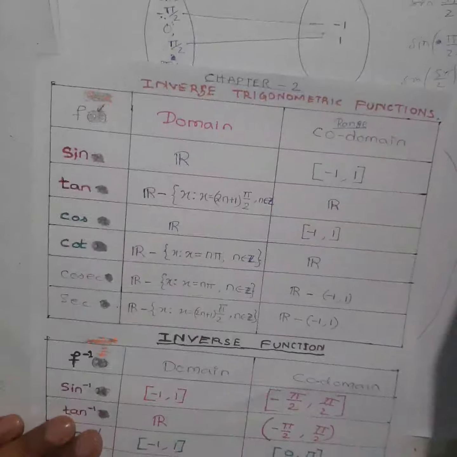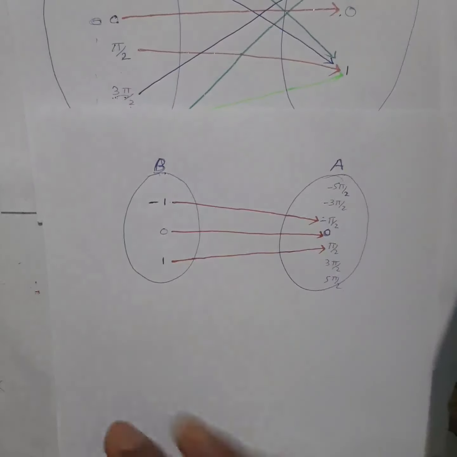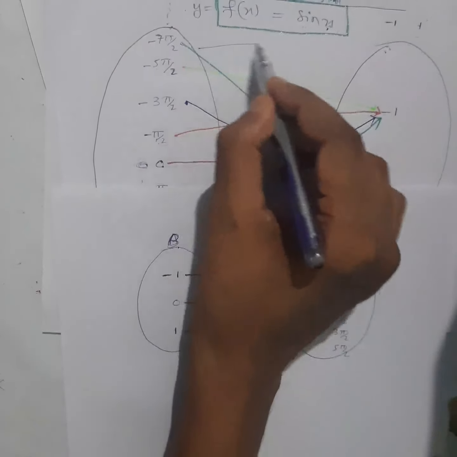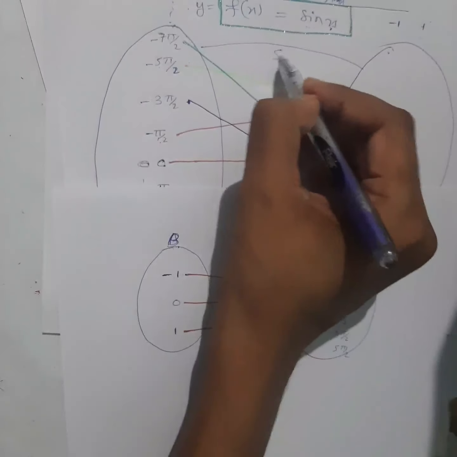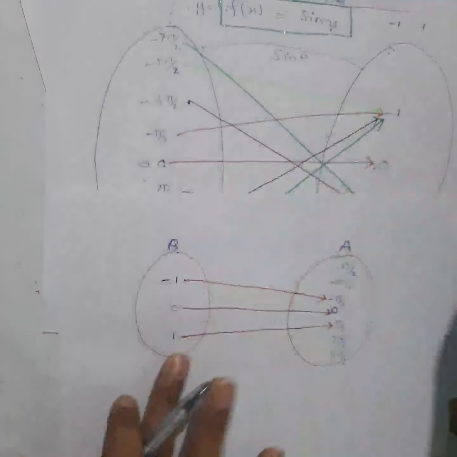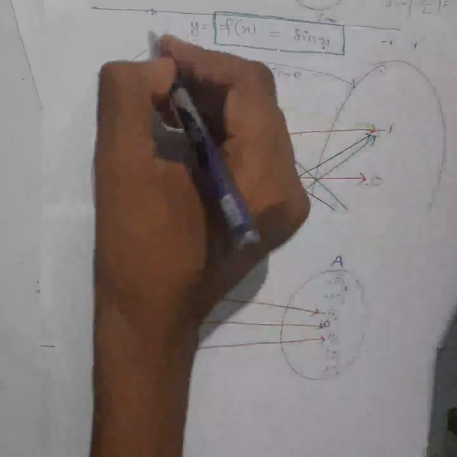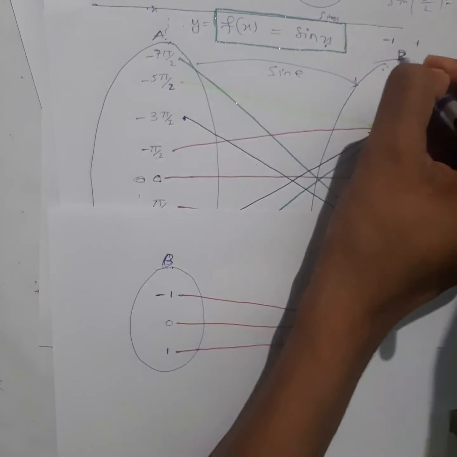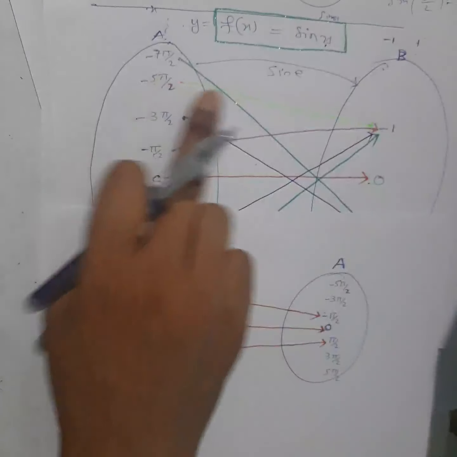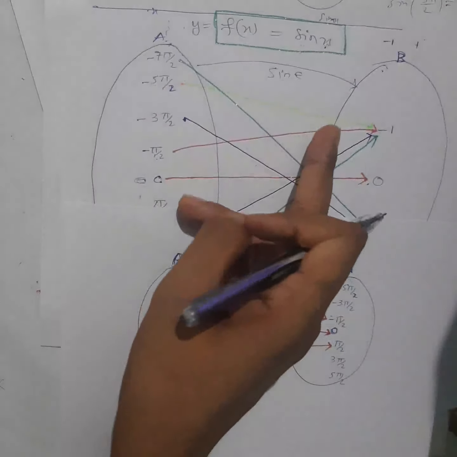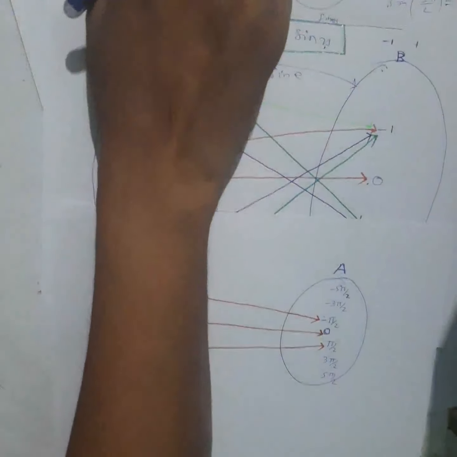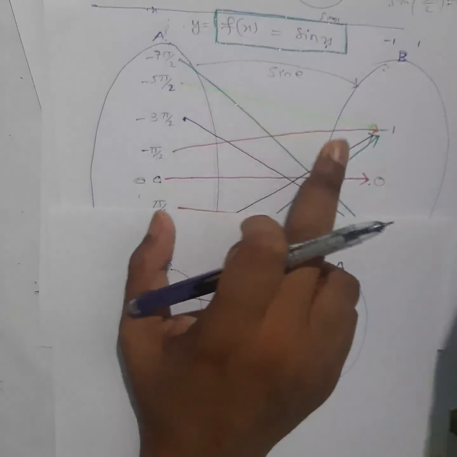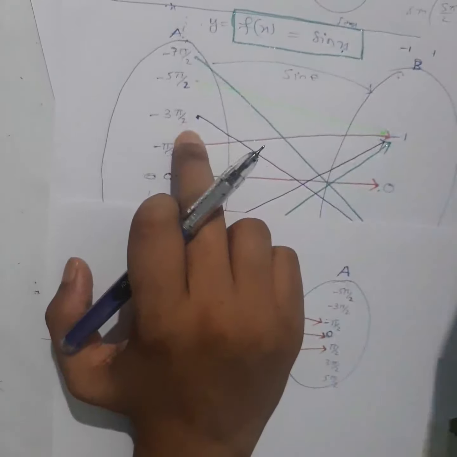Okay, so now the important thing is, when I take inverse of this one, what will happen? So see here, when I have to define inverse, this is your sine function, right? Suppose this is set A, this is set B. When this is function, I have already shown you. Now I want to study about inverse trigonometric function.